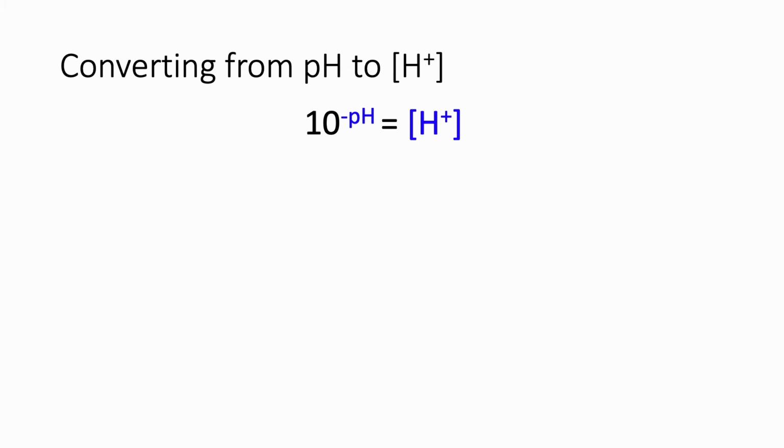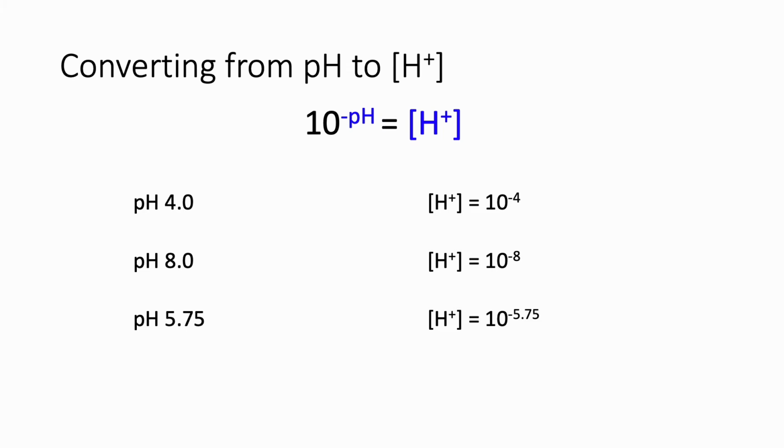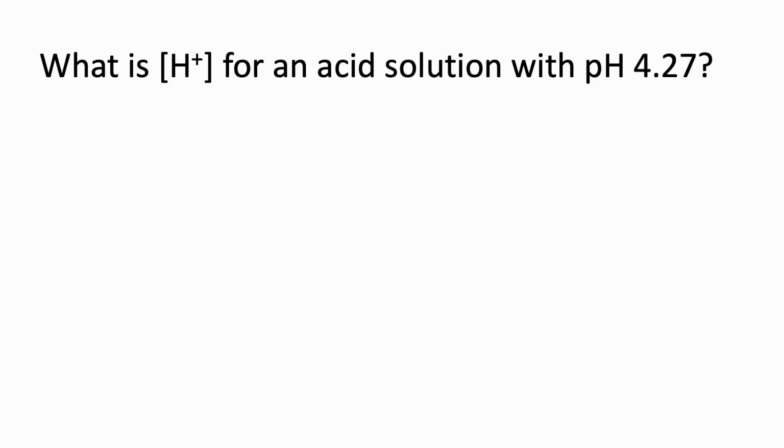Now, it's really easy to figure out what your H plus concentration is if you have a nice round pH number. So if you have a pH of 4, then your H plus concentration is going to be 10 to the minus 4. If you have a pH of 8, your H plus concentration is going to be 10 to the minus 8. But what if you have something like 5.75? What does 10 to the minus 5.75 even mean? Well, put it into your calculator and calculate it, and what you'll get is 1.78 times 10 to the minus 6.